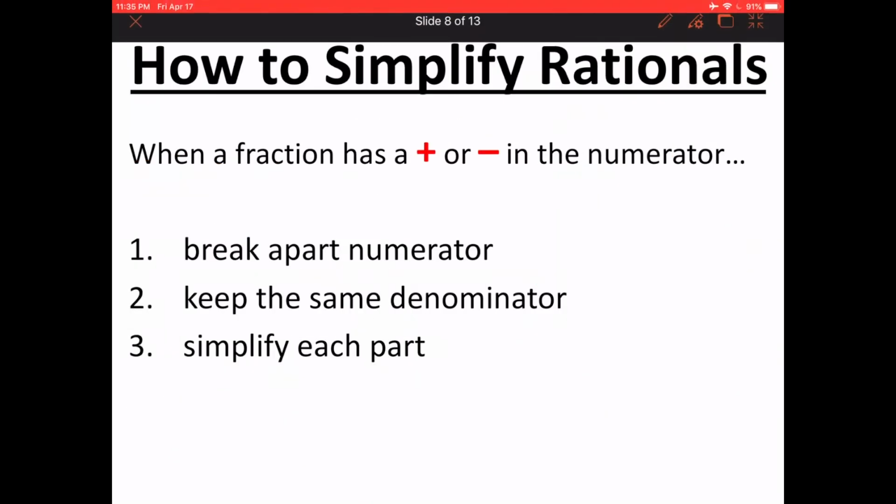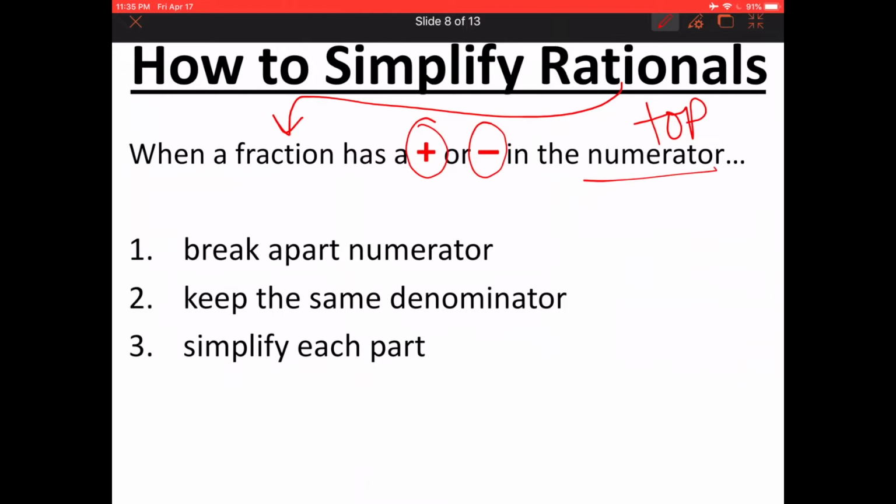Now let's talk about our last piece here in the notes, which is simplifying rationals. Remember, a rational is just a fancy word for fraction. So if a fraction has a plus or a minus in the numerator, remember the numerator is the top of the fraction, what we do is we break it apart, keep the same denominator, and simplify each part. Seems pretty straightforward, but let's go through some examples here.